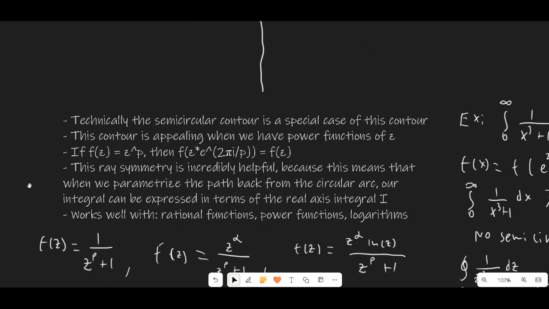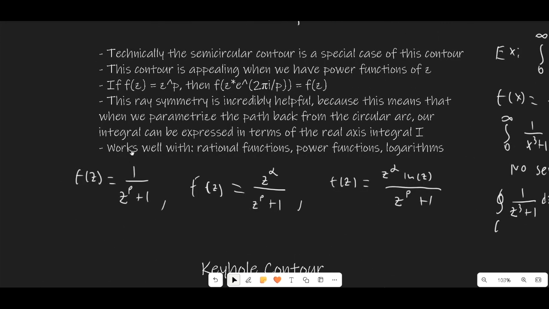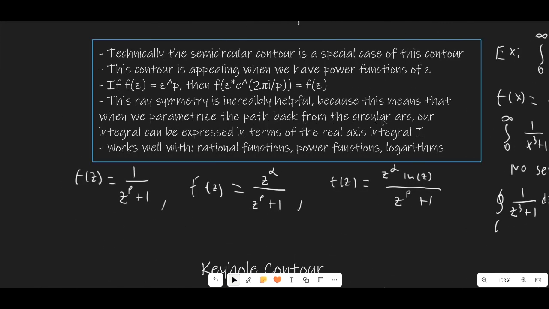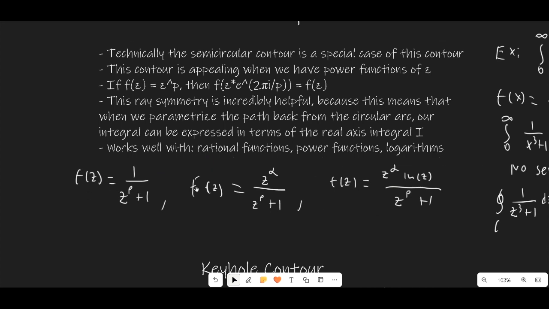And so the appeal of this is that when we parameterize the path back from the circular arc, our integral can be expressed in terms of the real axis integral I. So this works well with rational functions, power functions, and logarithms. So here are a few examples of different functions that we can use. Again, not too many examples, but as it gets more complicated, you can figure out some other examples there.